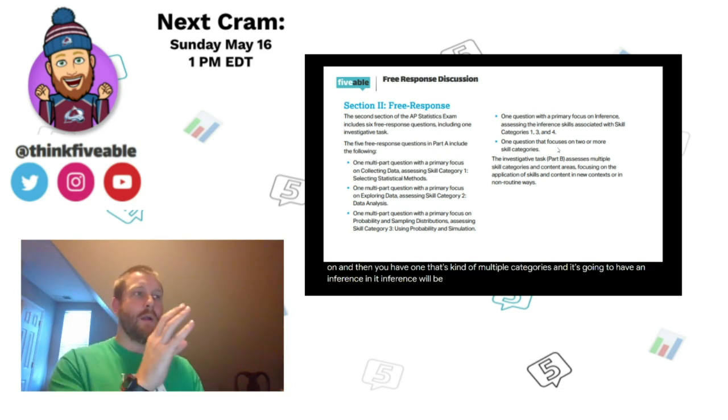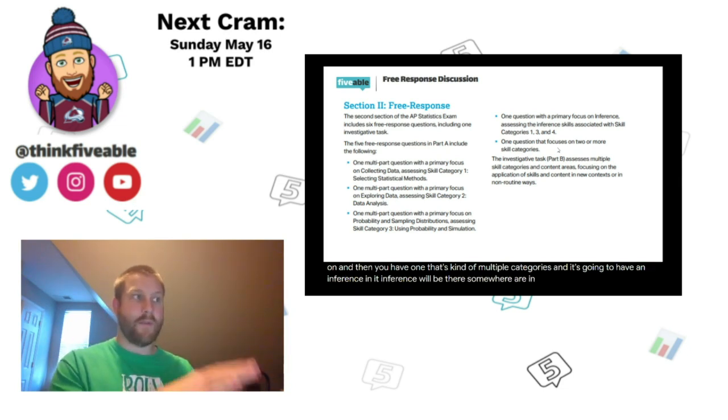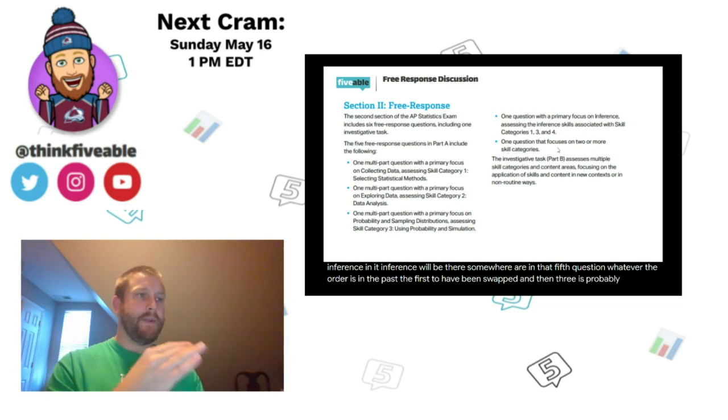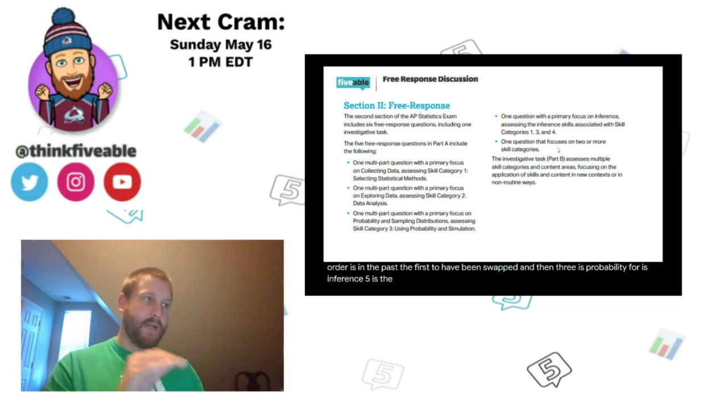Inference will be there somewhere in that 5th question, whatever the order is. I feel like in the past, the first 2 have been swapped, and then 3 is probability, 4 is inference, 5 is the kind of random stuff. And then you have your investigative task. There's no way to predict what that's going to look like.